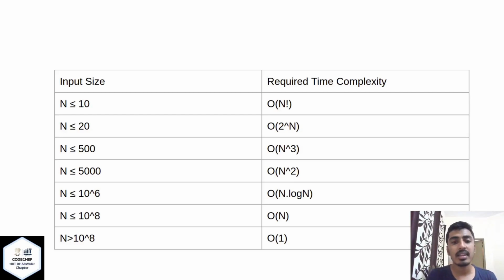Okay, so in the first example, that is the time complexity of O of n factorial. Around between 11 factorial and 12 factorial is going to be 10 power 8. So if you have an input size of around 10, then you can go up to a time complexity of O of n factorial. So depending on the input, you can choose the required time complexity.